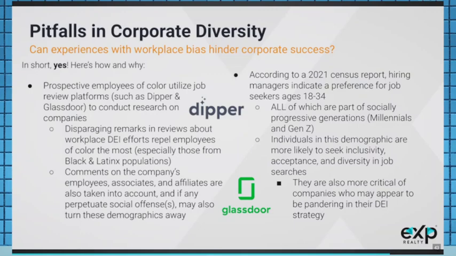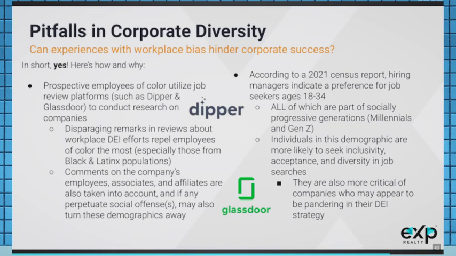So we've also got some pitfalls here in corporate diversity. Can experiences with workplace bias hinder your corporate success? The short answer is yes. Prospective employees of color utilize job review platforms such as Dipper and Glassdoor to conduct research on companies. Disparaging remarks and reviews about workplace DEI efforts repel employees of color the most, especially those from Black and Latinx populations. Comments on the company's employees, associates, and affiliates are also taken into account, and if any perpetuate social offenses, they may also turn these demographics away.